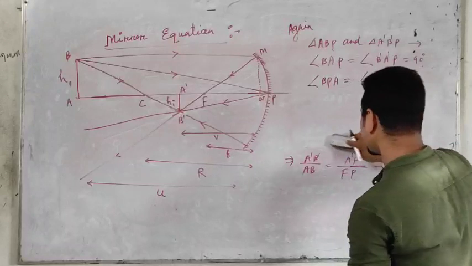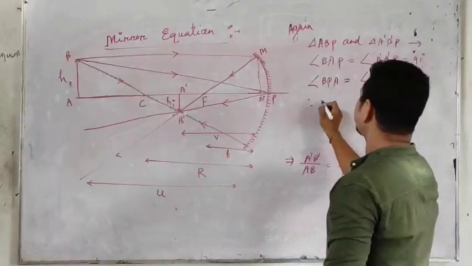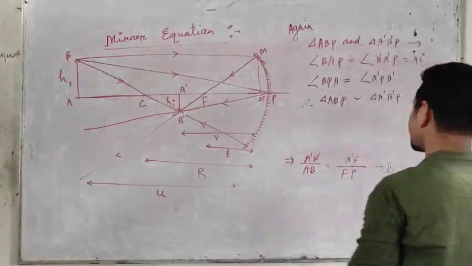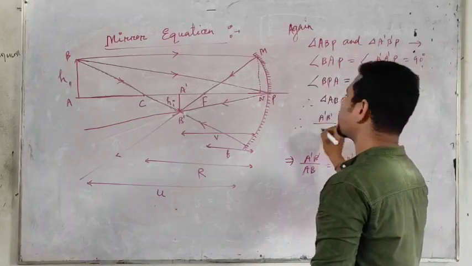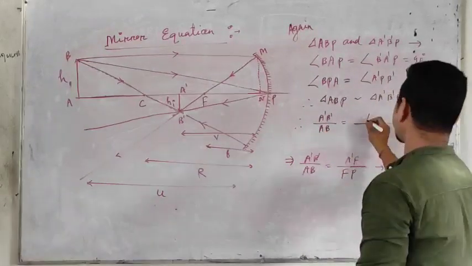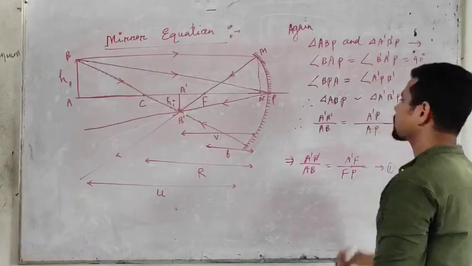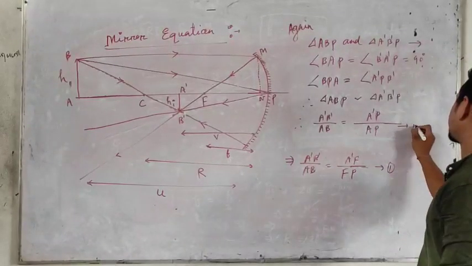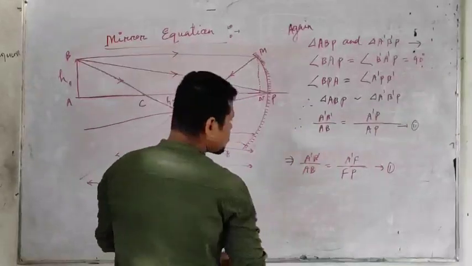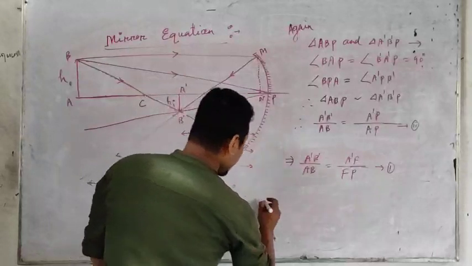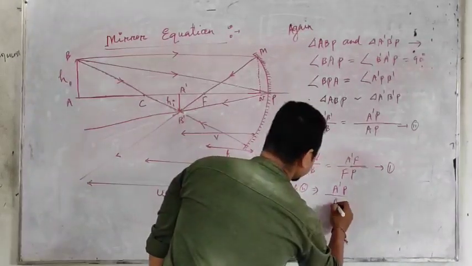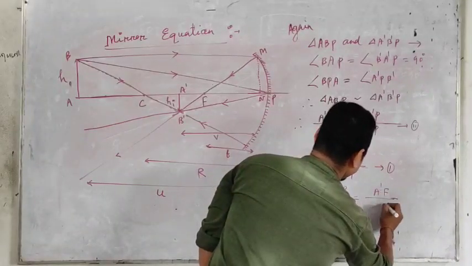Therefore, triangle ABP is similar to triangle A prime B prime P, right? Therefore, we can write A prime B prime divided by AB is equal to A prime P divided by AP. Clear? Okay. So this one is your equation number 2. So you see, from equations 1 and 2, left hand sides are equal. That is why, from equations 1 and 2, you will have A prime P divided by AP is equal to A prime F divided by FP.